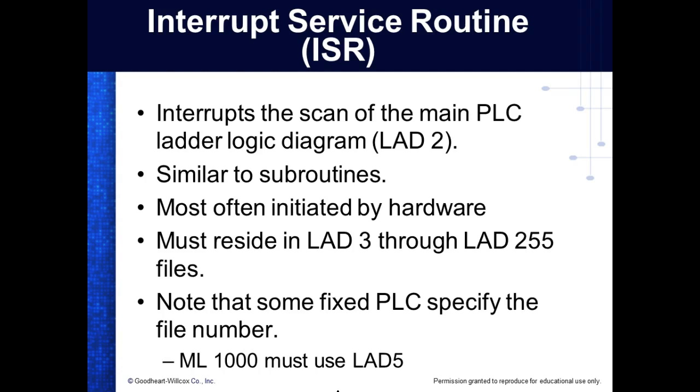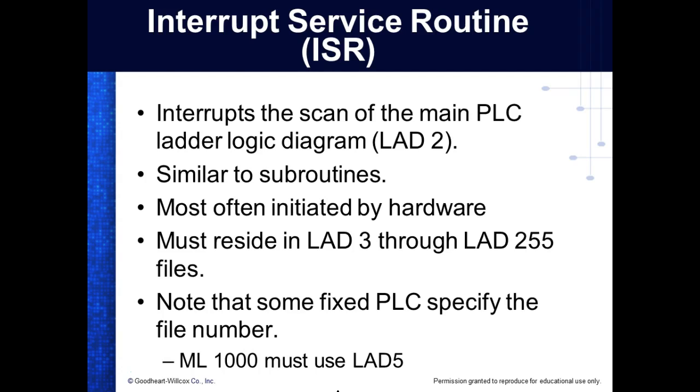We don't have to put JSRs. All we have to do on a selectable time interrupt is go up and set it. Note that on some fixed PLCs, and on the MicroLogic 1100 and also the 500, we just have to use anything between ladder file 3 and 255 as our interrupt. This is where your subroutines are going to be also, right?